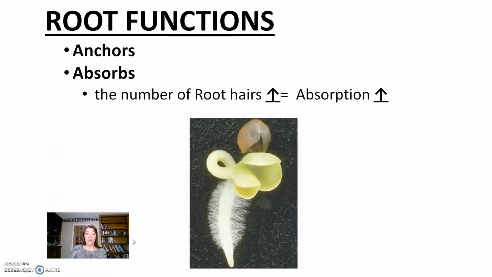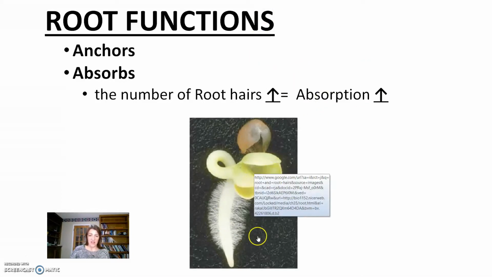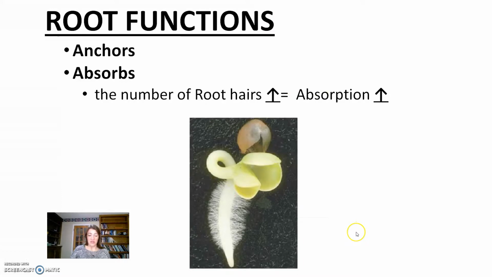Some of the root functions are that it anchors the plant and it absorbs materials. And the more root hairs there are, the more the absorption rate will increase. So it's really good to have a lot of root hairs if you're a plant, because then you can start absorbing a lot more. When you see this plant germinating right here, you can see those little root hairs starting to grow, and that's going to give the plant enough nutrients to continue to emerge from the ground and become a big plant.